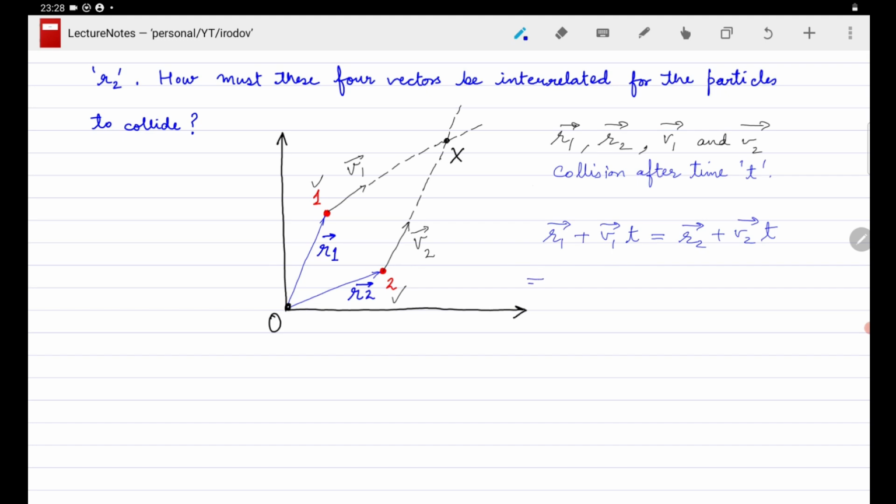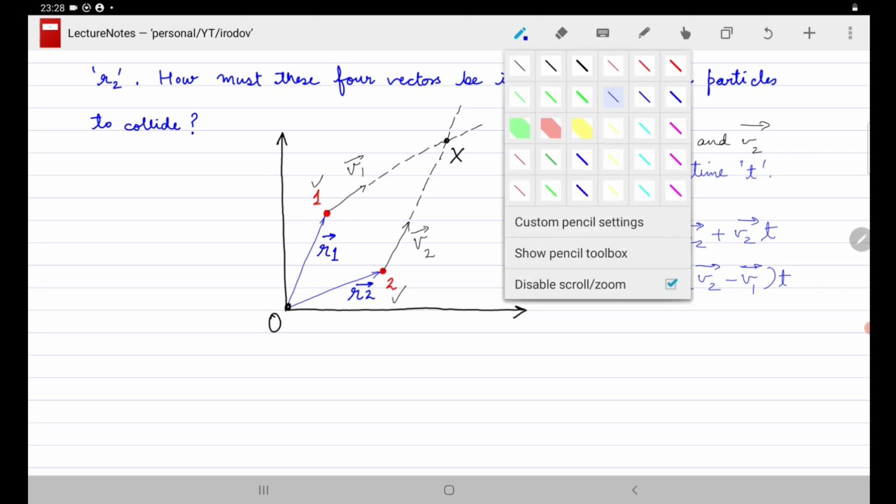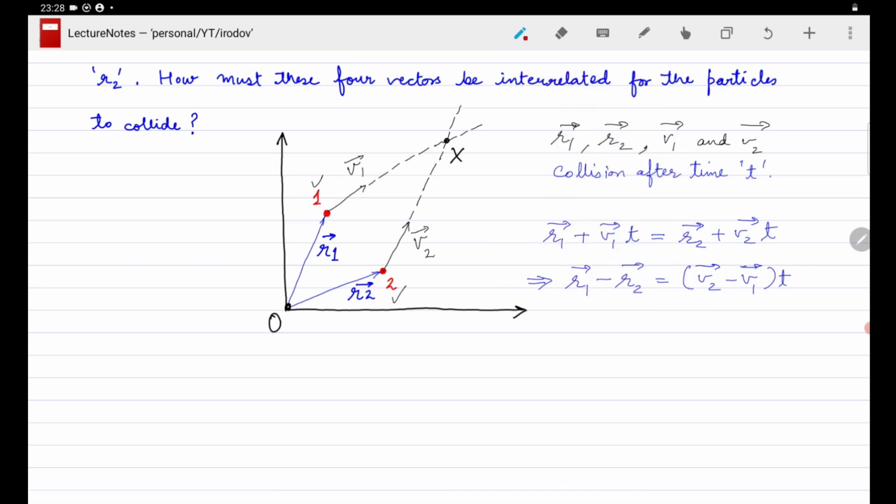Now if we rearrange the variables in this equation, we get r1 minus r2 equals v2 minus v1 multiplied by this scalar quantity t. This equation tells us that the relative velocity v2 minus v1 will have the same direction as the vector r1 minus r2. So the vector r1 minus r2 will be given by this line here.